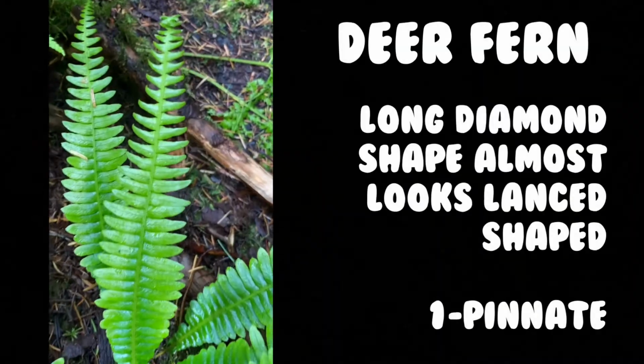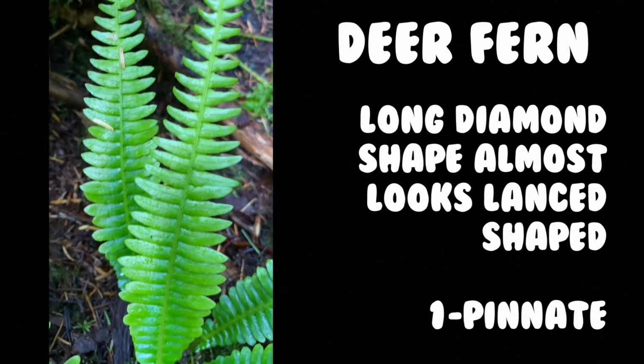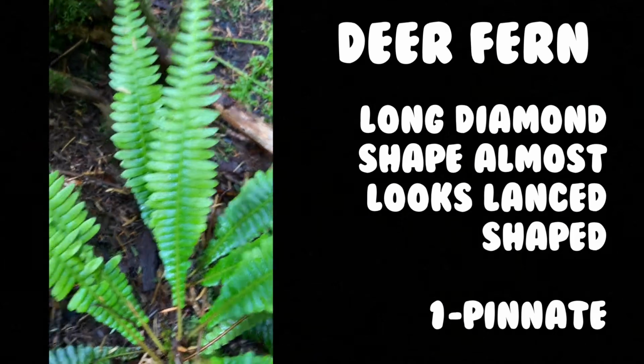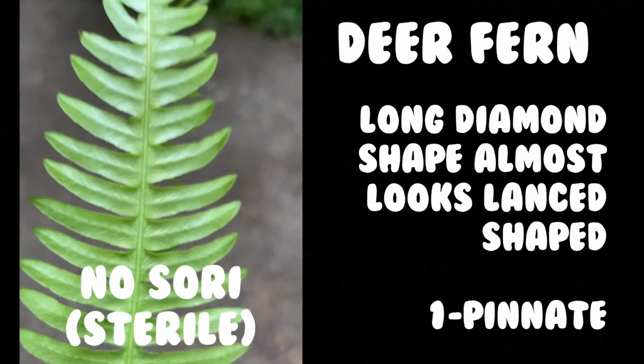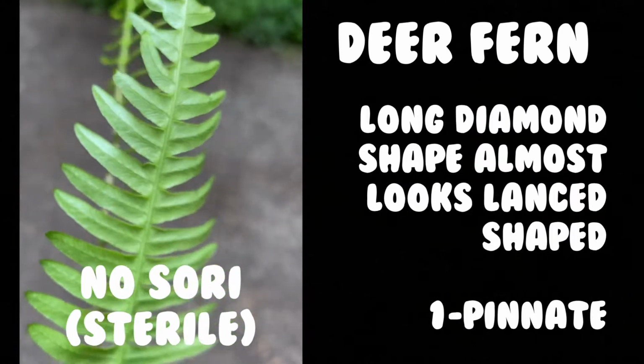All right, let's see if we can put our newfound fern knowledge to the test and identify these 5 common ferns. The deer fern is probably the easiest one to start with. The fronds are 1 pinnate in a long diamond shape. These fronds are sterile and only used for photosynthesis.